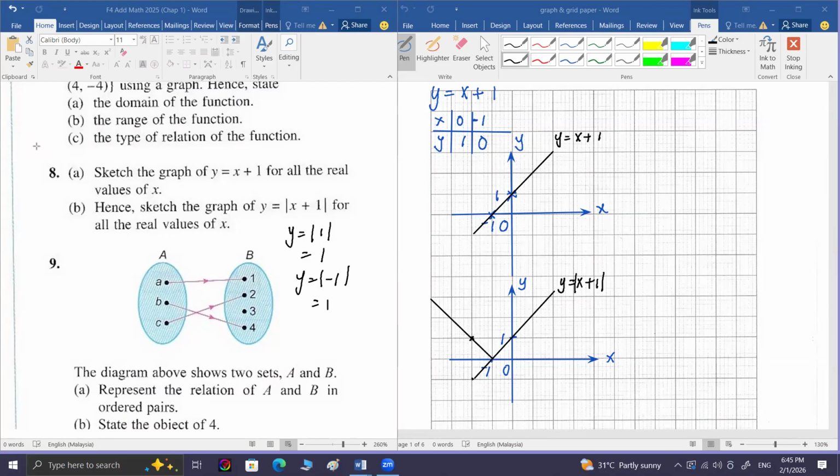And this one, you erase it. Okay? So means any below the x-axis, the negative value is not accepted. You make it all to the positive value. So this is -1. Okay? So you copy this first, and then later I'll show you the rest.